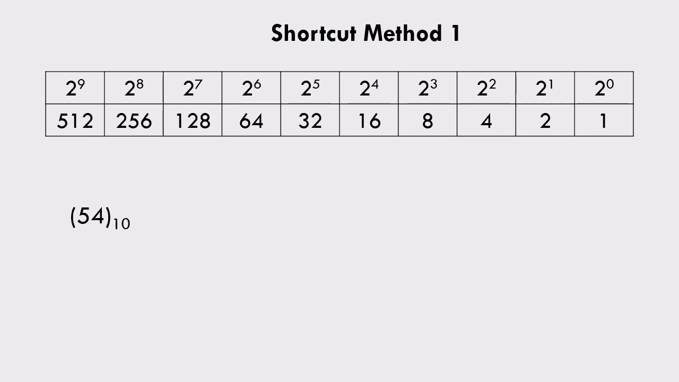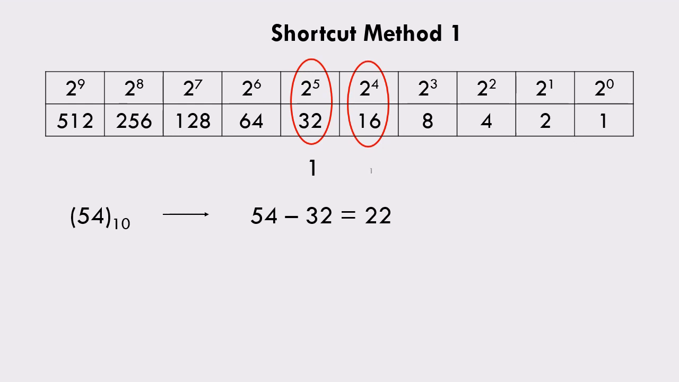possible options is 32. So we select 32. Since we are selecting 32, we will write 1 below it. Next step is to subtract 32 from 54. We get the answer as 22. Again we repeat the same step. We find out maximum fit for 22. So the maximum fit for 22 is 16. So we select 2 raised to 4 and write a 1 below it. Again same thing. Subtract 16 now from 22. So we get the answer as 6.